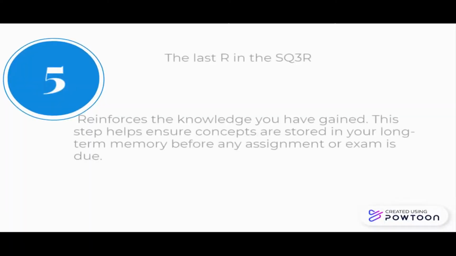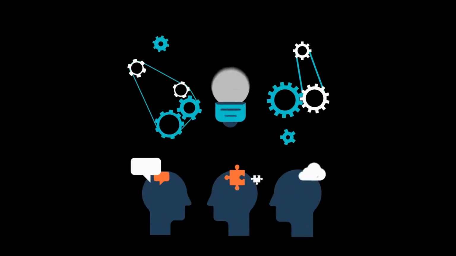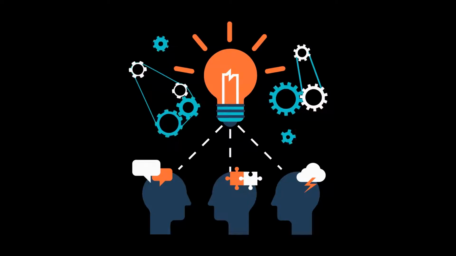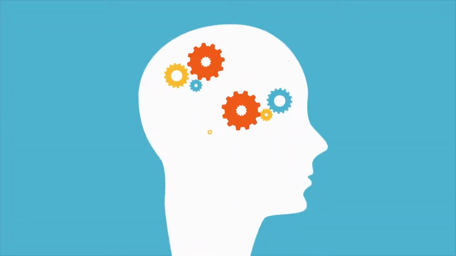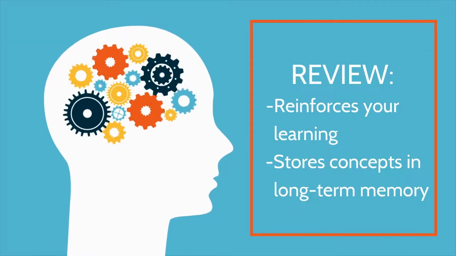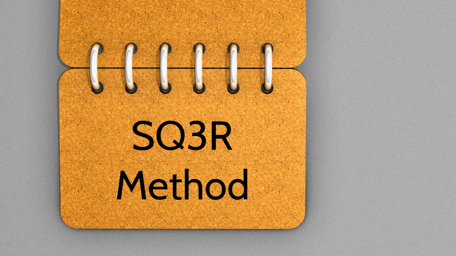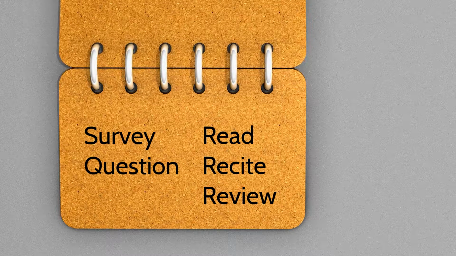The last R in the SQ3R method is review. After reading, review the book or assignment text to answer lingering questions you might have, and recite the questions you previously answered in your notes. Review is all about fine-tuning the knowledge you gained. This step reinforces what you've learned and helps ensure it is stored in your long-term memory before any assignment or exam is due.